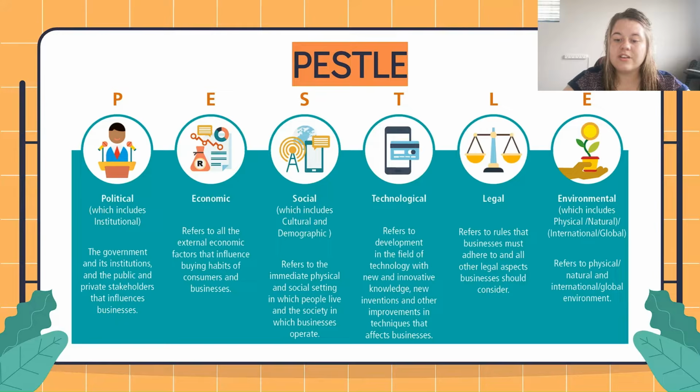Technological refers to the development in the field of technology. So here we're looking at new and innovative knowledge, new inventions that are coming in, and other improvements that might affect businesses. Legal, this is looking at rules that businesses must adhere to and all legal aspects businesses should consider. Environmental, this refers to the physical, natural environment as well as the international, global environment. So let's dive in and look at each of these in detail.